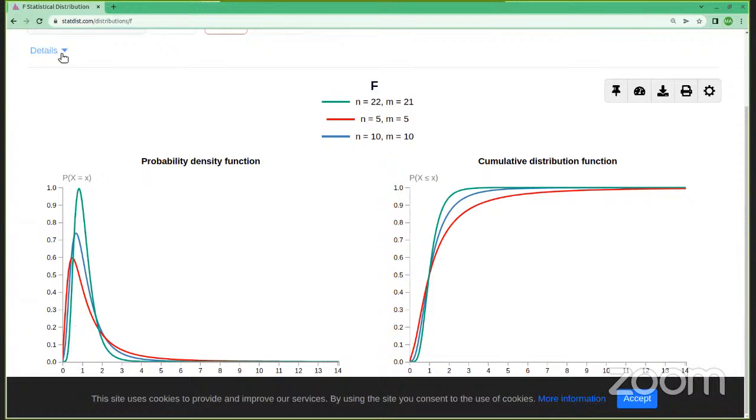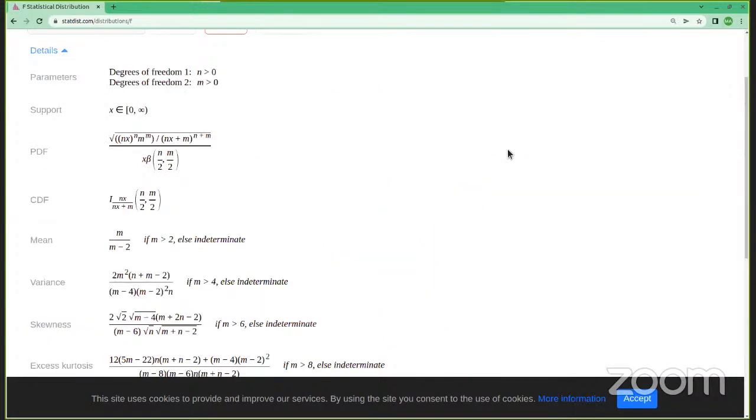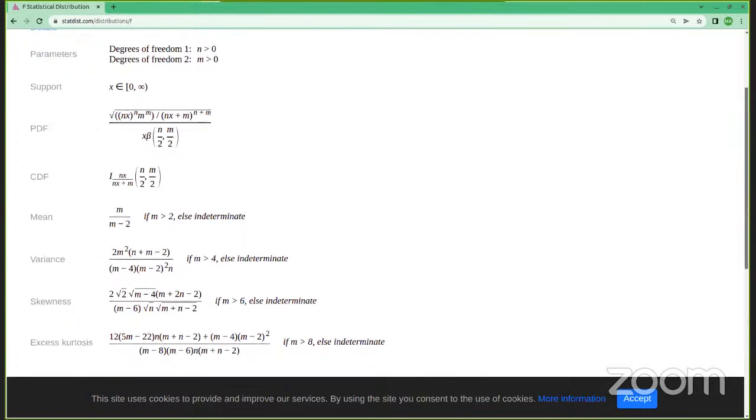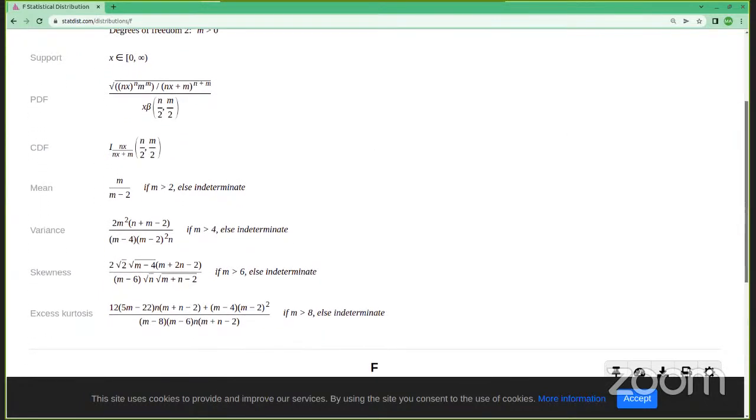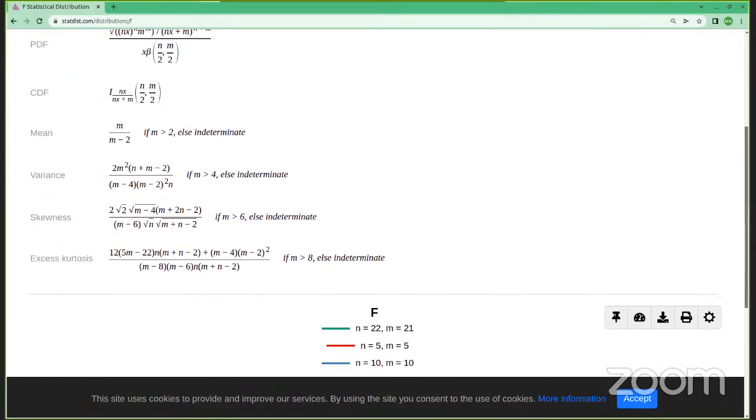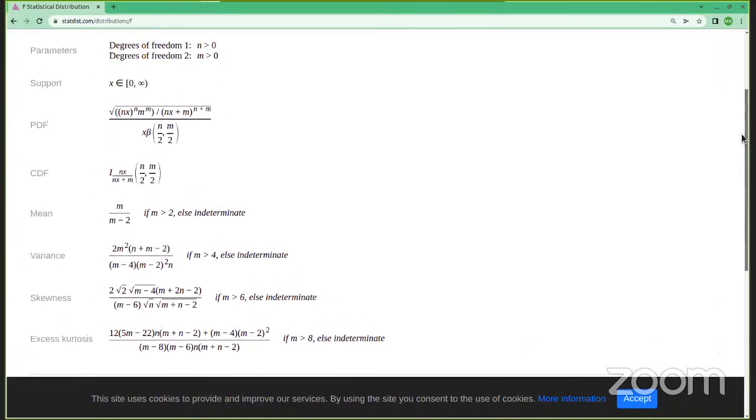So if you want to take a deeper look into the PDF and CDF of everything, you can see here. This is for the F distribution. So you look at the PDF here.